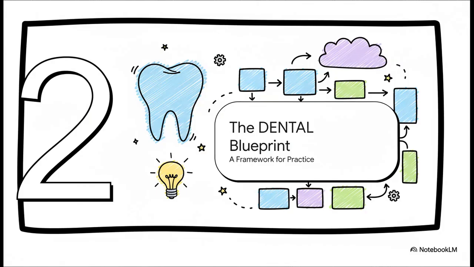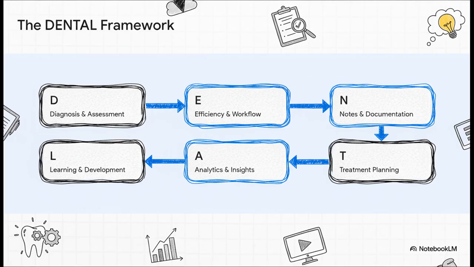All right, now let's see how that basic RTF idea expands into a really powerful framework that's designed specifically for dentistry. This is the dental blueprint. Think of it as the organizing principle for using AI across your entire practice. So the dental framework breaks everything down into 6 key areas where AI can have a huge impact: diagnosis, efficiency, notes, treatment planning, analytics, and learning. Now the key here is not to feel overwhelmed. You don't have to tackle all of this at once. In fact, the best approach is to just start with one.